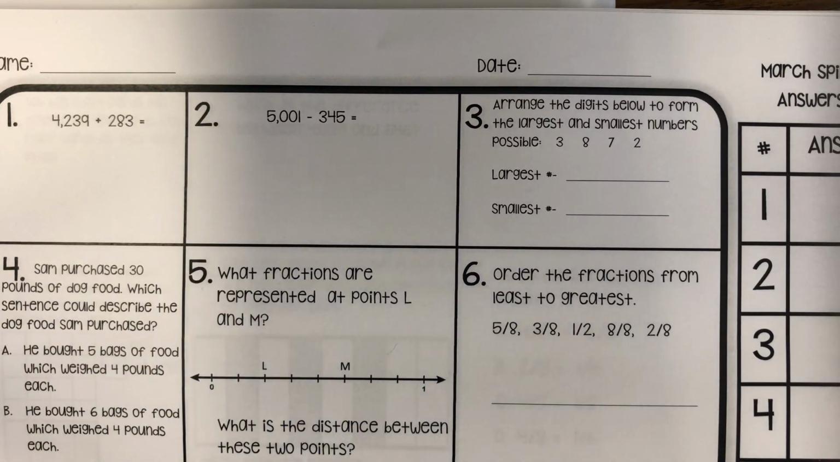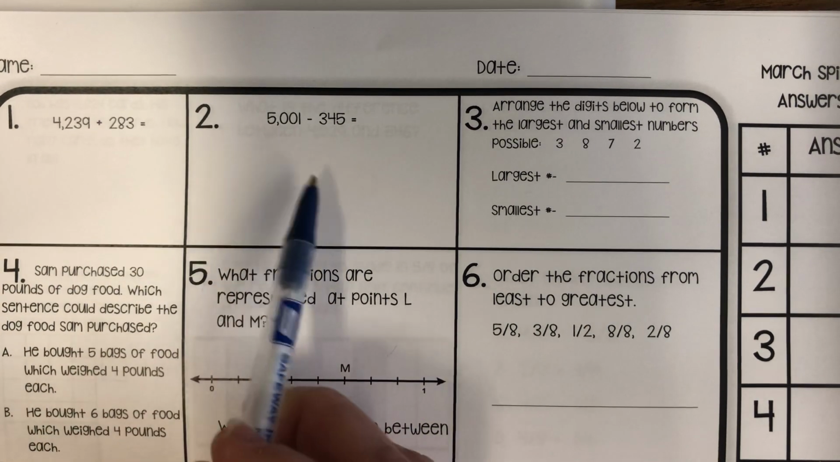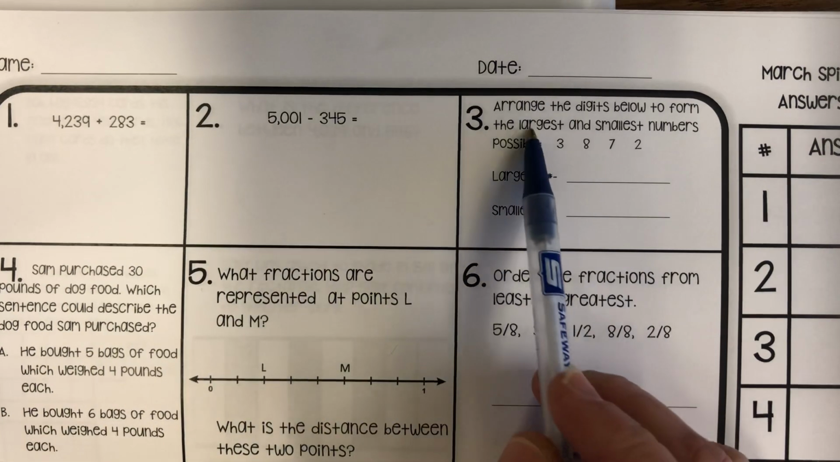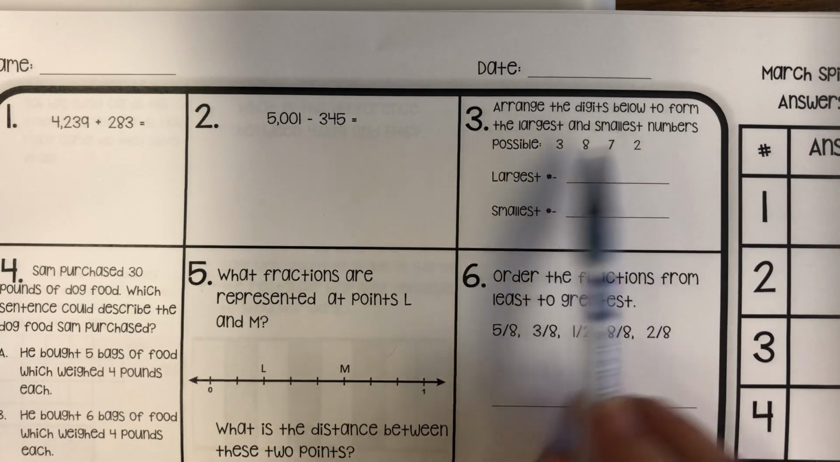Okay, this is the March spiral worksheet for day 1. So you're going to obviously add those numbers. Number 2, this is your space to work in. Arrange the digits below to form the highest, the largest, and the smallest numbers possible.